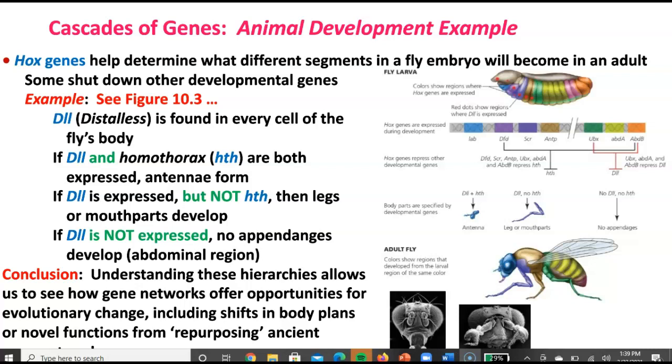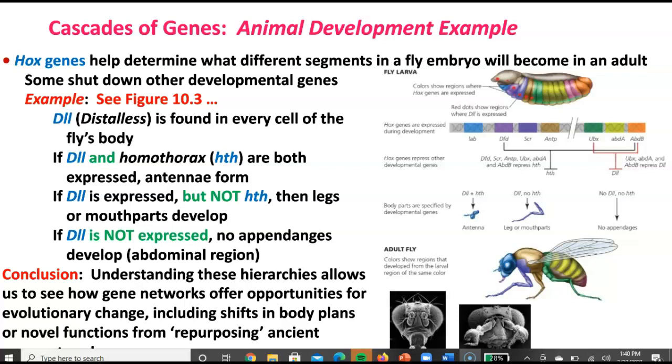Hox genes help determine what the different segments in a fly embryo, or any insect for that matter, will become in an adult. Some of these Hox genes shut down other developmental genes. We could take a look at figure 9.3. I apologize, I still have figure 10.3 listed on this slide. And it shows you, again, it looks pretty complex, but we can distill it down to what's going on here for our example that you should be able to describe or express.